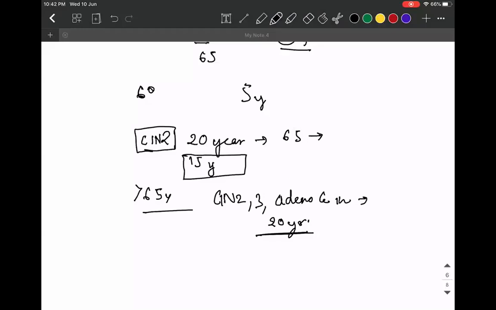Sir, any difference in HIV patients, retropositive patients? No. There are no such. I haven't found any such thing in the guideline as far as HIV positive was concerned. Okay, sir. Thank you.